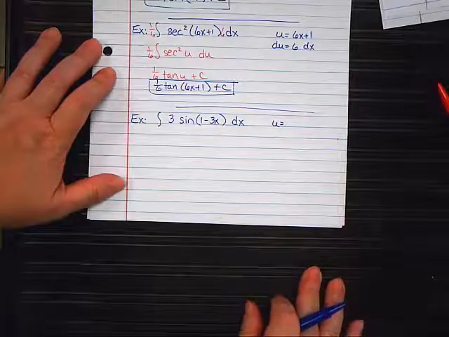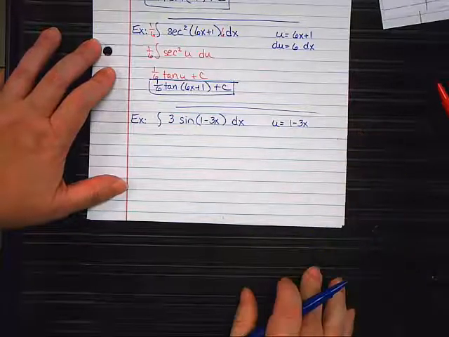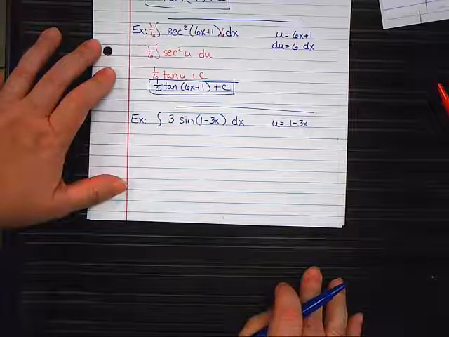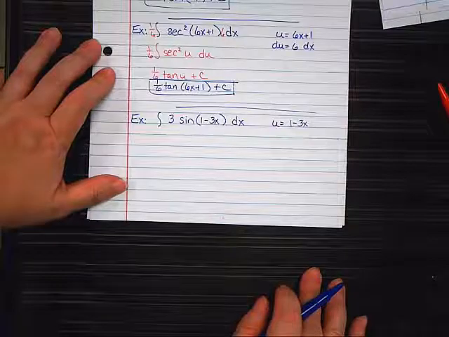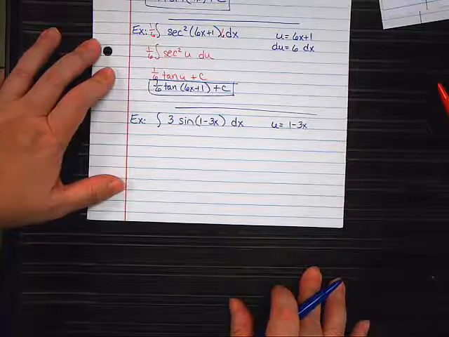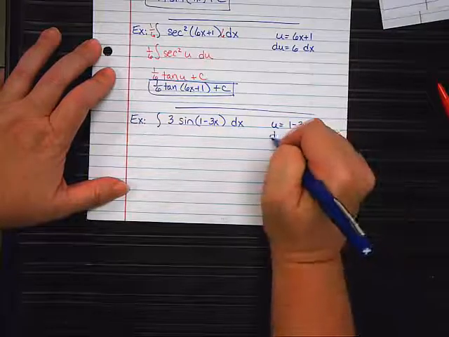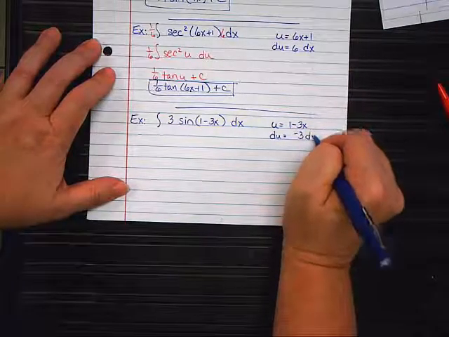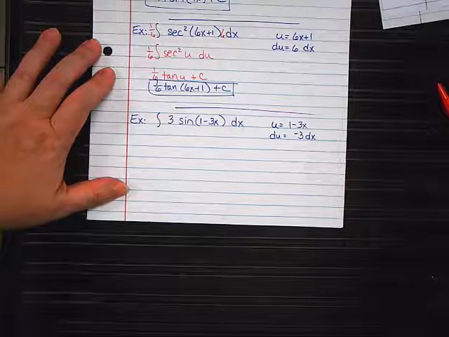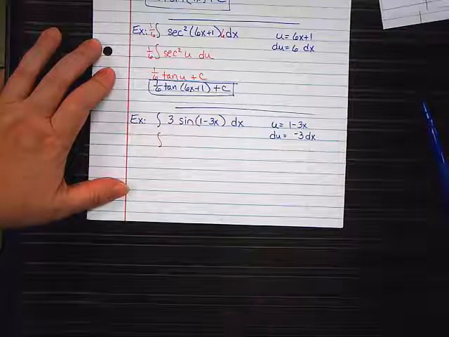What do you think u is? 1 minus 3x. Hopefully the u is rather obvious. Okay, it's going to get to a point where it's not always obvious. Some of these the parentheses kind of give it away. What is du this time? Negative 3 dx. Okay, we'll tackle du in a minute. Switching colors.